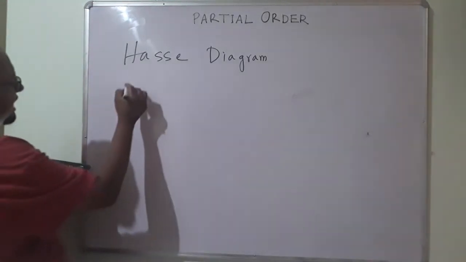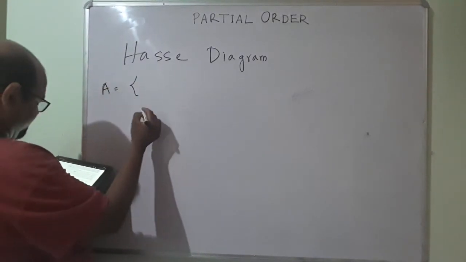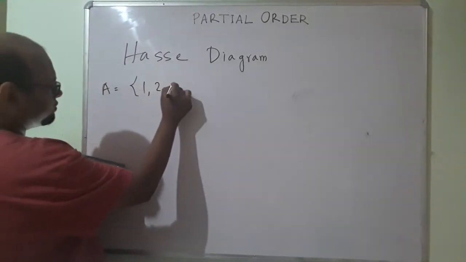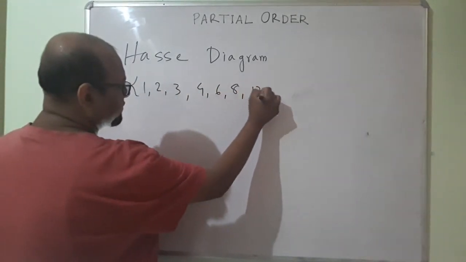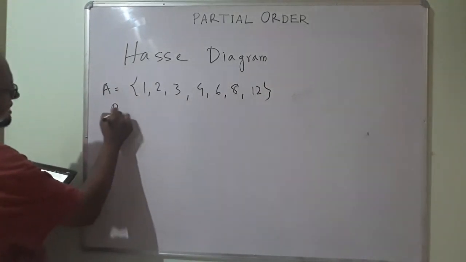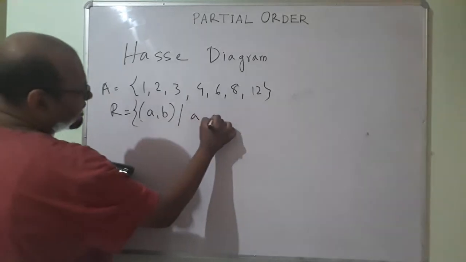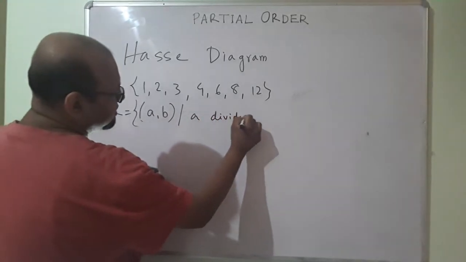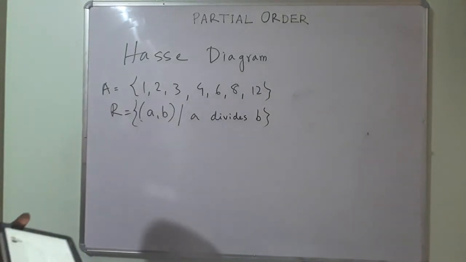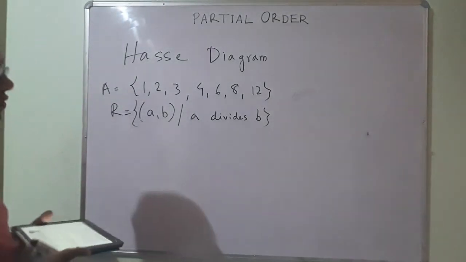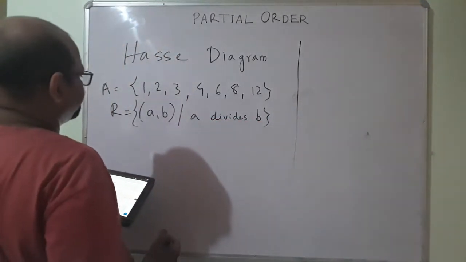Okay. So say I have this set A equal to {1, 2, 3, 4, 6, 8, 12}. And my relation R contains (a, b) such that a divides b. So I know this is a poset. Alright. What are all the elements that belong to this set?